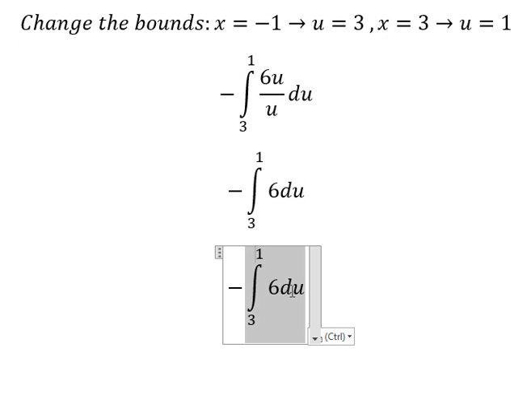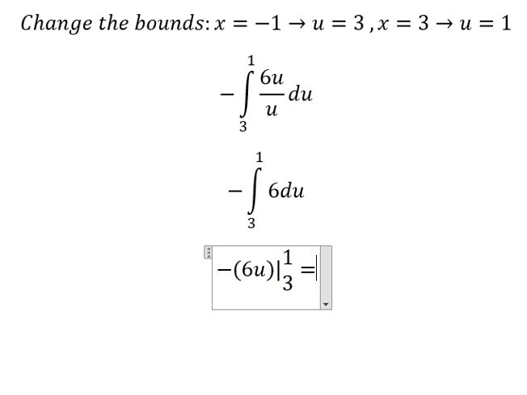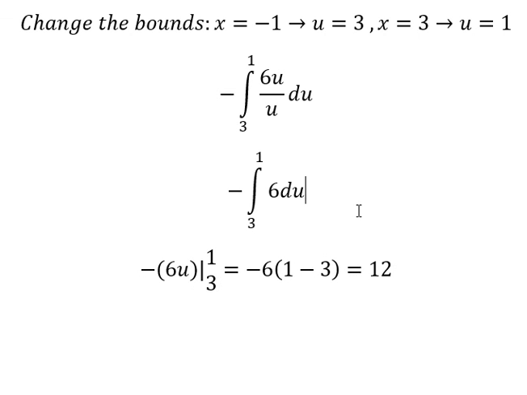The integration of this one, we have 6u, and we put the bounds from 3 to 1. So we calculate this one, and that is 12. This is the end.